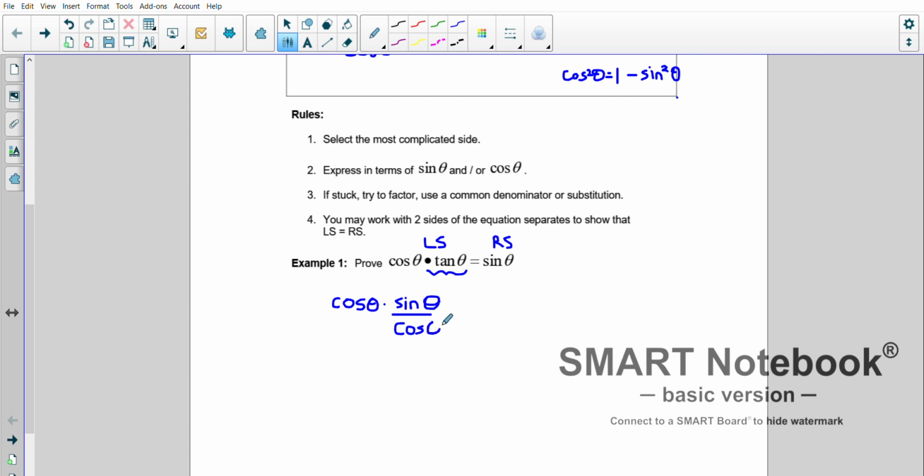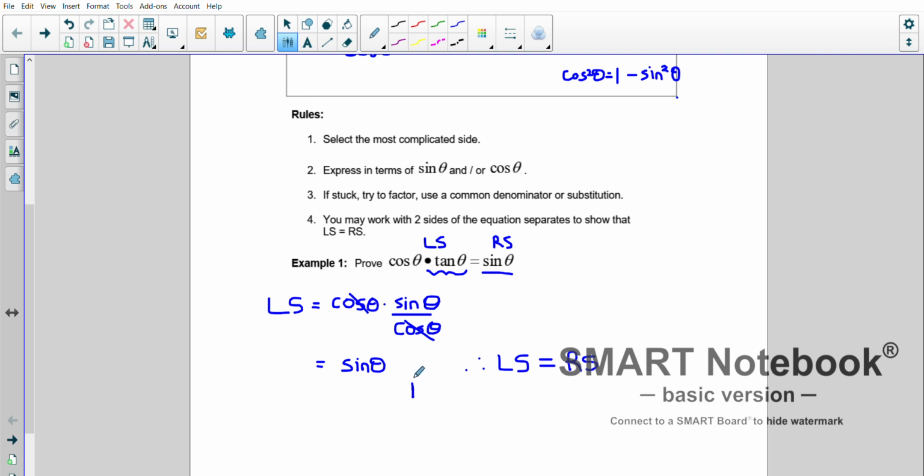Usually what I do when I'm doing these proofs is I identify what side I'm working on. So the left side equals this. What do we have here? We have sine theta times cos theta divided by cos theta. Well, a cos theta divided by a cos theta divides out to 1. So my left side simplifies to sine theta, which is the right side. So this proof is done. Therefore, the left side equals the right side. I have shown, using my identities, that cos theta times tan theta equals sine theta.